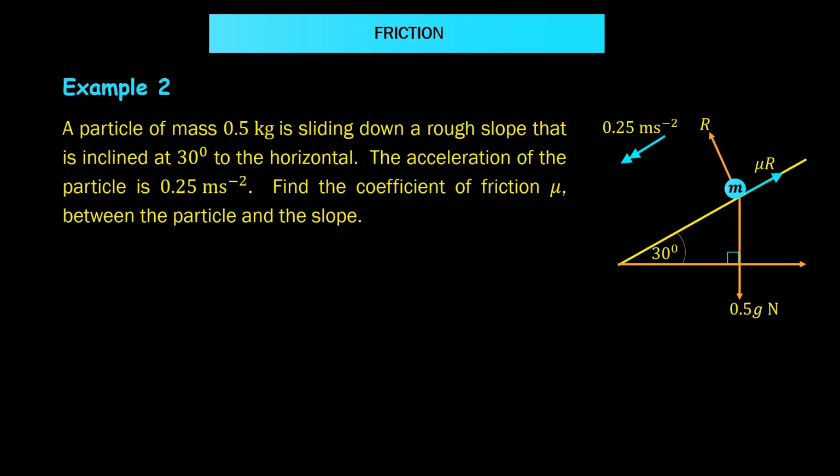Now let's take a look at another example. This time we're looking at slopes. A particle of mass 0.5 kilograms is sliding down a rough slope that is inclined at 30 degrees to the horizontal. The acceleration of the particle is 0.25 meters per second squared. Find the coefficient of friction mu between the particle and the slope.